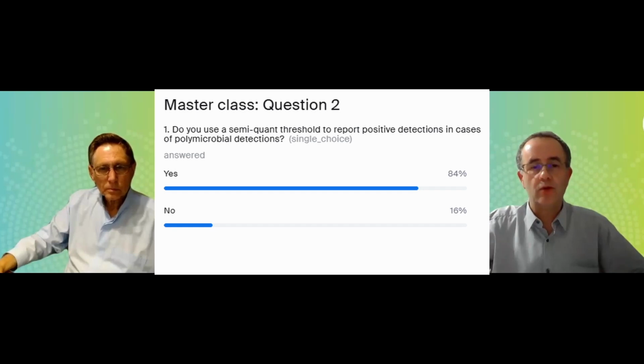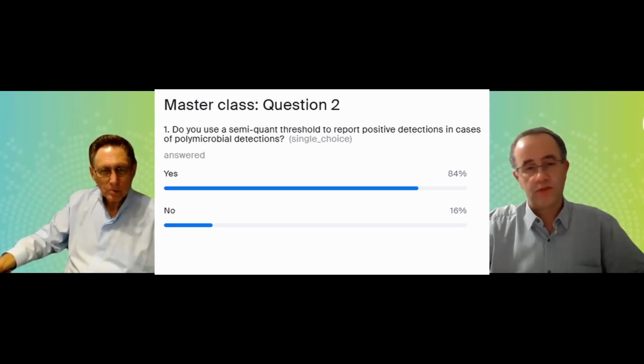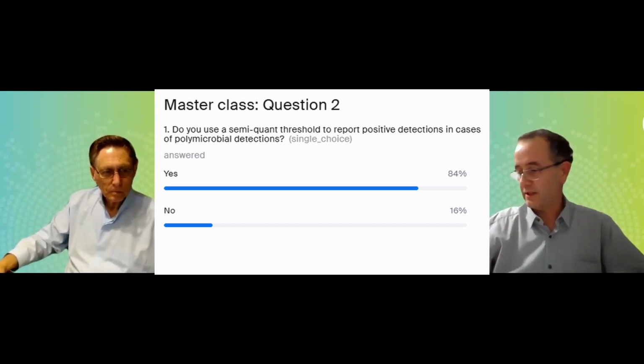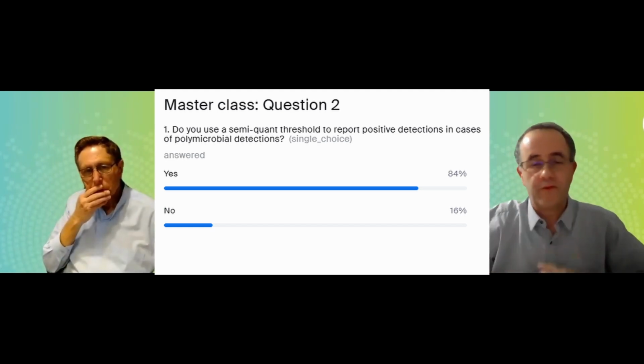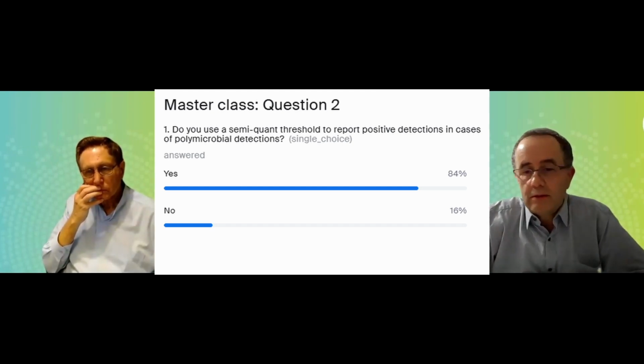Yes, so you have it. Do you use a semi-quantitative threshold to report positive detection in case of polymicrobial detection? Single choice, yes or no. Just a few seconds. I think it's easier. May we have a look at the result for this one?